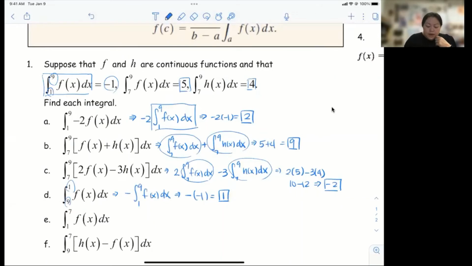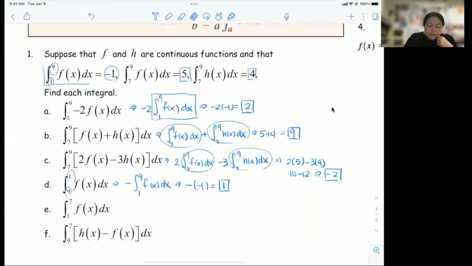What about this? I want 1 to 7. How does that happen? If I want 1 to 7, what I can do, first of all, which function am I dealing with? It says I'm dealing with f of x.